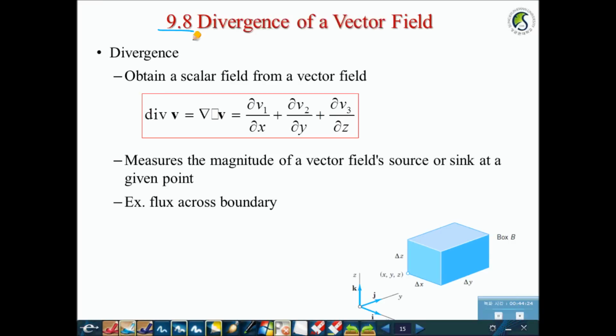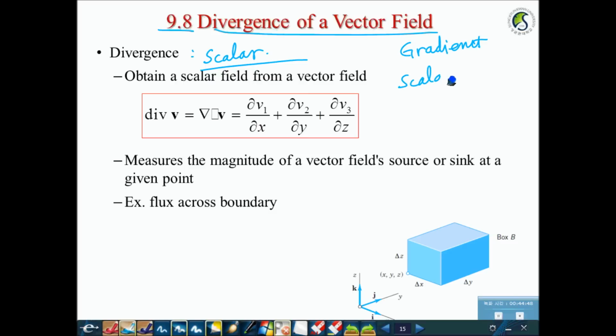9.8 section and divergence of a vector field. Okay, so divergence is actually a scalar. The gradient was a vector, but divergence is a scalar. Wow. So gradient was from scalar to vector, right? Divergence is from vector to scalar. Okay, it's like in reverse.